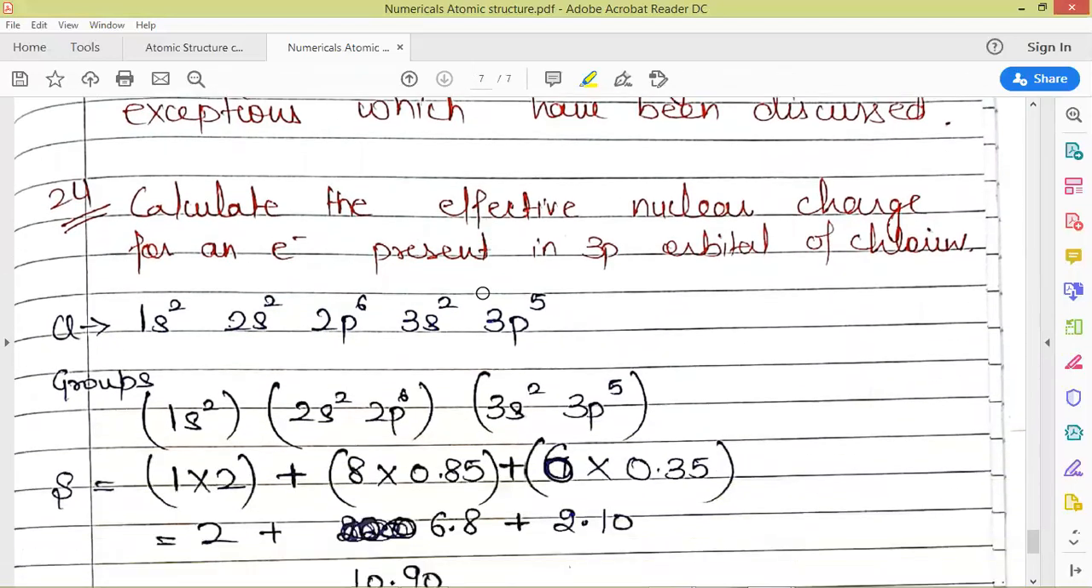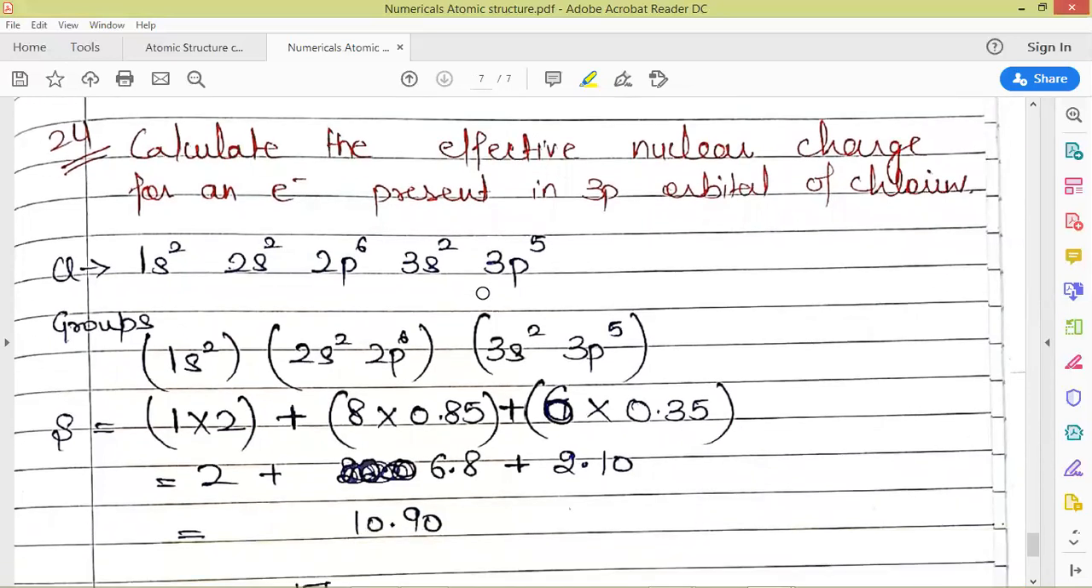So the next question is calculate the effective nuclear charge. This question is based upon the last part, that is Slater's rule. You are to calculate the effective nuclear charge for an electron present in the 3p orbital of chlorine. For chlorine, the atomic number is 17. First you will write the electronic configuration, then you will be making the groups. 1s in one group, 2s and 2p in the other group, and 3s and 3p in the third group. There is no 3d electron, so the groups are divided.